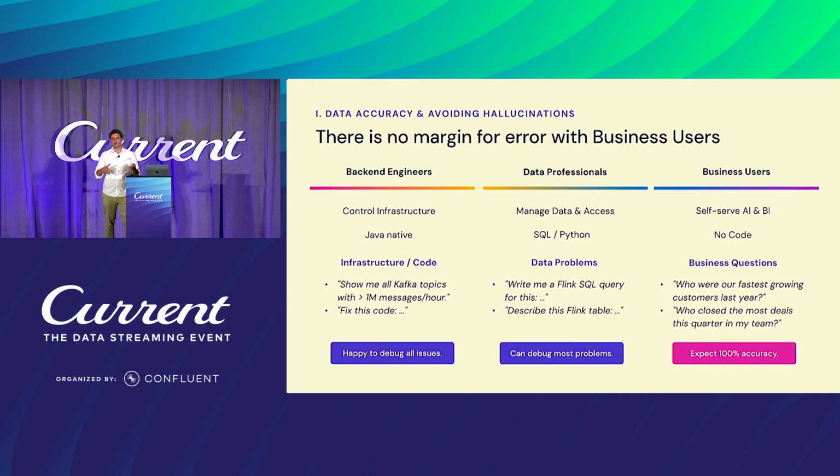So it's really about opening up this user group with a next generation product that is really able to help them in a no-code manner to get the data requests fulfilled, self-serve, and in no time in a conversational interface. And business questions these guys would ask is like, who were our fastest growing customers last year? Or who closed the most deals this quarter in my team? And again, they expect 100% accuracy. So you have no margin for error with this user group.